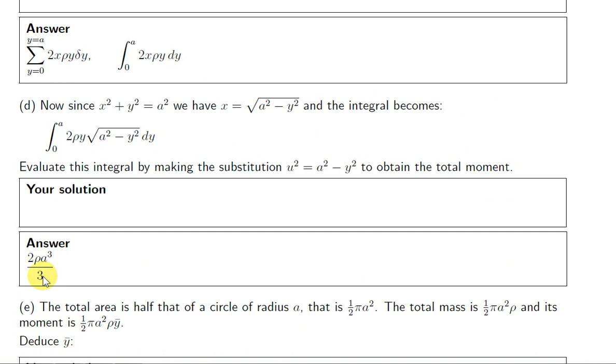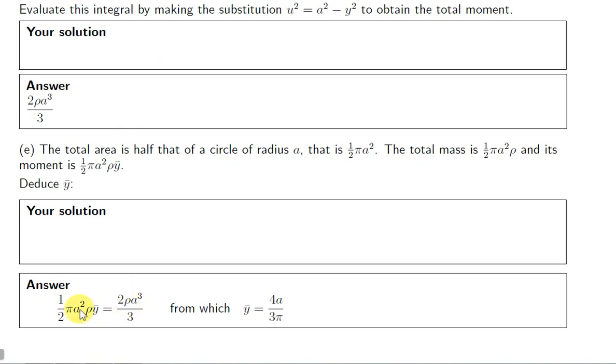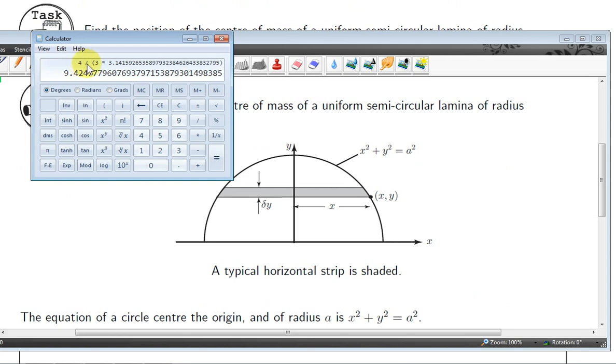To get y bar, we could just divide this thing by the mass of the semicircle. The area of a circle is pi times the radius squared, so half pi a squared is the area, and we multiply that by rho to get its mass. So we could just divide this by the mass. So you see the rho's cancel out. One of the a's, a squared cancels out here, so we have a on top here. Multiply both sides by 2 to get 4 on top. Divide both sides by pi to get 3 pi in the denominator. So we see that y bar is 4 over 3 pi multiplied by the radius.